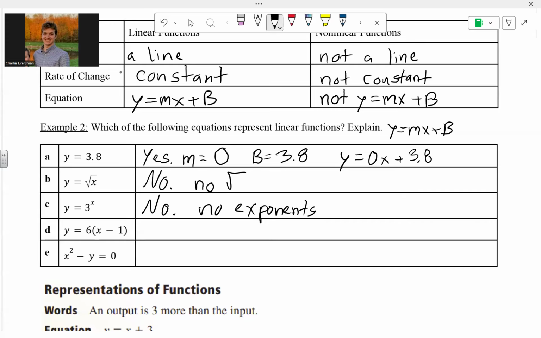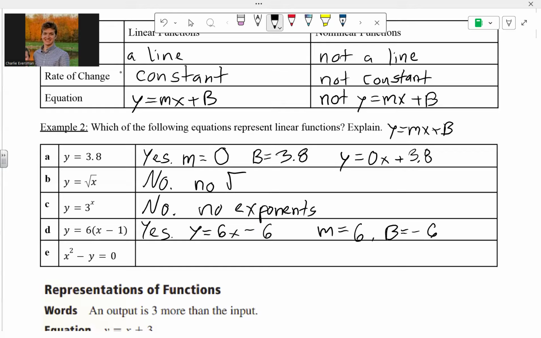Oh, this one's a tricky one. Is this a linear function? Yes, right? How do I get there? I've got to figure out what m and b are. If I can identify m and b in this equation, I can say it's a linear function. Many of you might have seen right away, we can distribute that 6. So 6 times x gets me 6x. 6 times -1 gets me -6. So m then is 6, and b is -6.